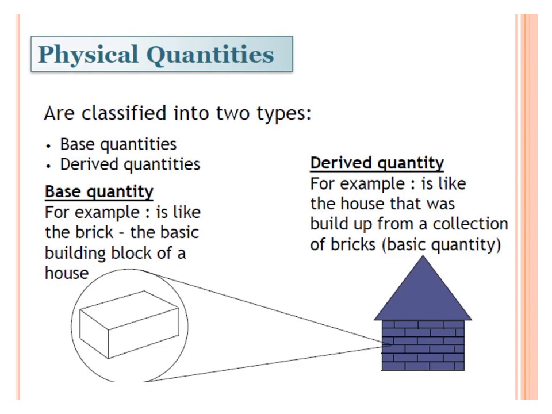So here we basically learned that physical quantities are classified into two types: base quantities and derived quantities. Base quantities are the basis of all the physical quantities, whereas derived quantities come out as a result of mathematical operation between two or more than two base quantities. Here you can see an example of a house which is made up of bricks. So brick is considered as the basic building block of the house. So in this example, it can be considered as a base quantity, whereas the house, which is a collection of bricks, is termed as a derived quantity.